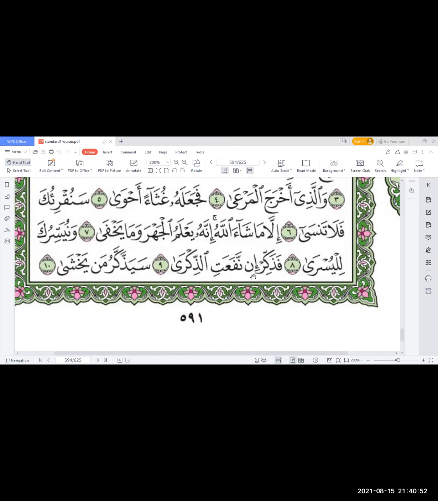In nafa'at adh-dhikra. The dhikra here, is it the maf'ul bihi? No. It is the subject, because you were misled by this. Yeah, it's going to be a subject.